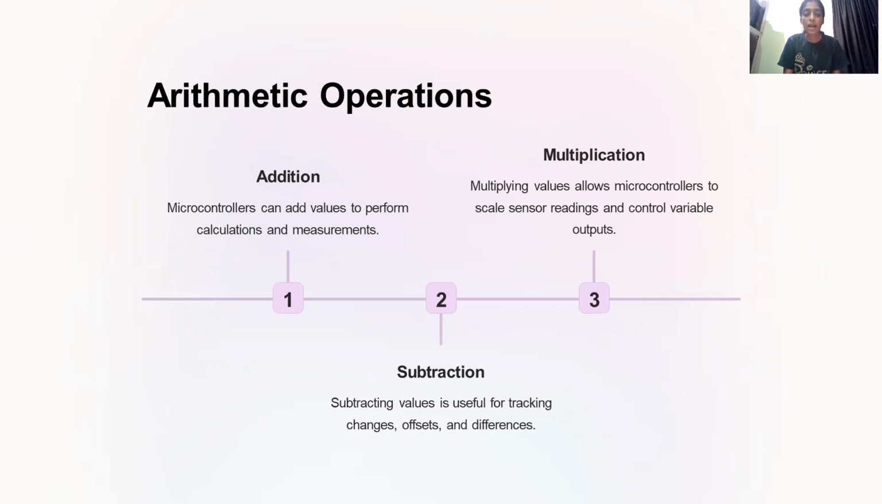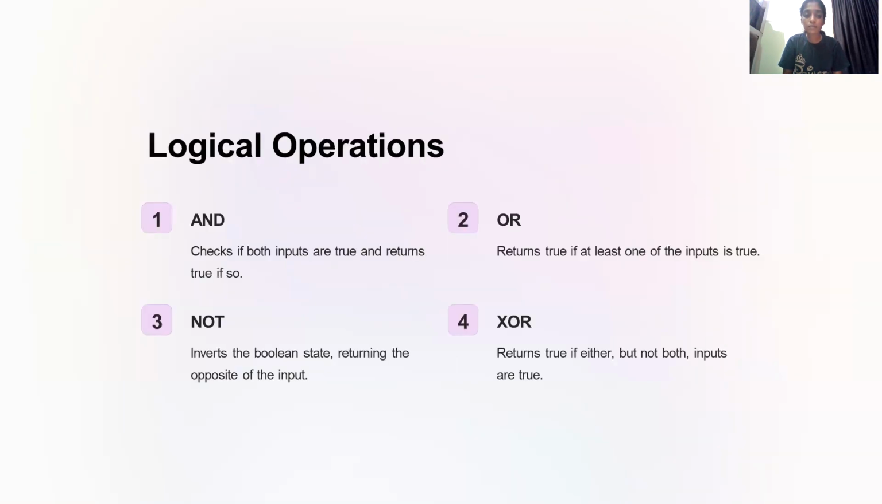Arithmetic operations: addition, multiplication, subtraction. Addition. Microcontrollers can add values to perform calculations and measurements. Subtraction. Subtracting values is useful for tracking changes, offsets, and differences. Multiplication. Multiplying values allows microcontrollers to scale sensor readings and control variable outputs.